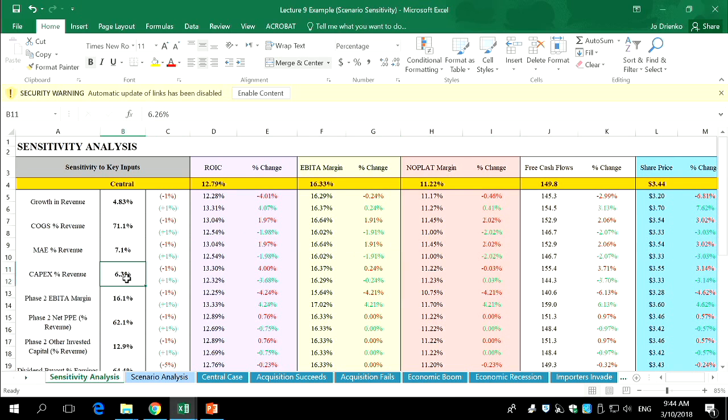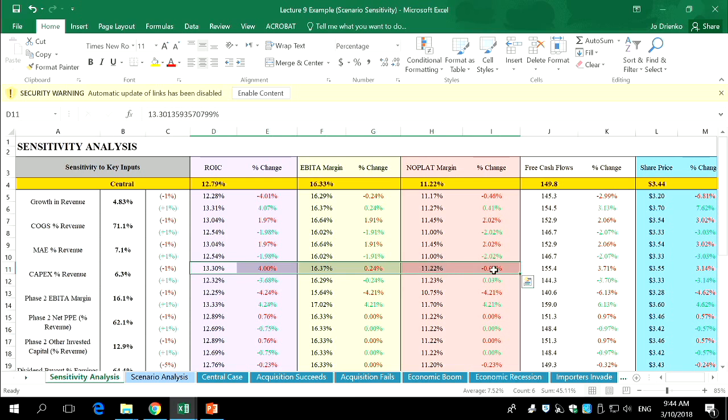CapEx, big expense in companies. If you decrease capital expenditure as a percentage of revenue, you should see an increase in ROIC, margin, price per share. As you can see, not everywhere. There's a small change here. It's tiny, so it's not a big concern. That's the only one that doesn't pass the smell test, but because the number is so small, we can ignore that. It's tiny.